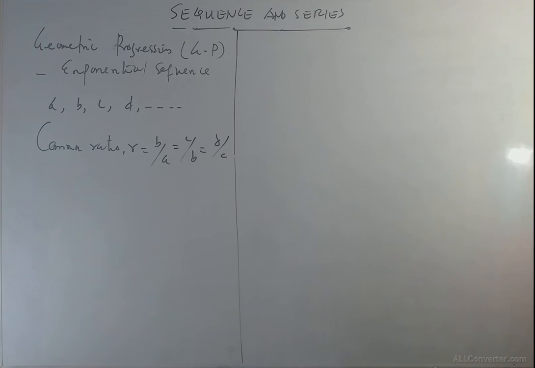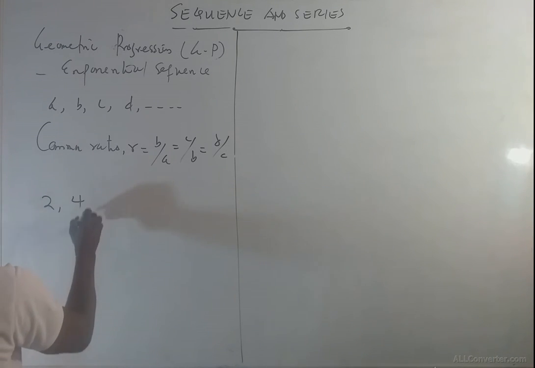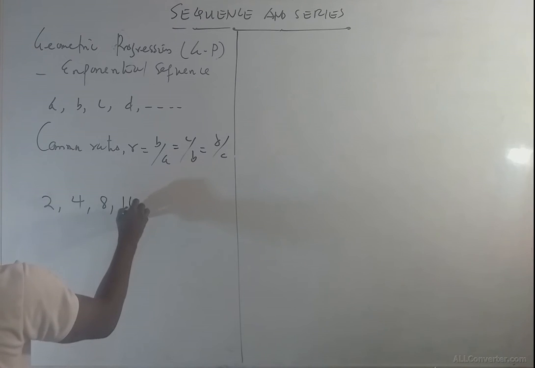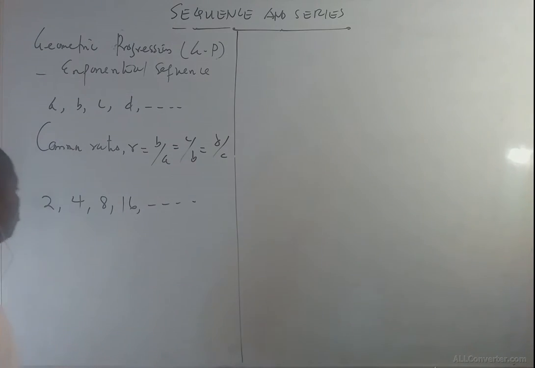Now, let's take a look at a question and see how best we can explain that. Let's assume that we have the sequence 2, 4, 8, 16 in that order. When we look at this sequence, this is an exponential sequence because it has the same common ratio. Now I'm going to explain that.